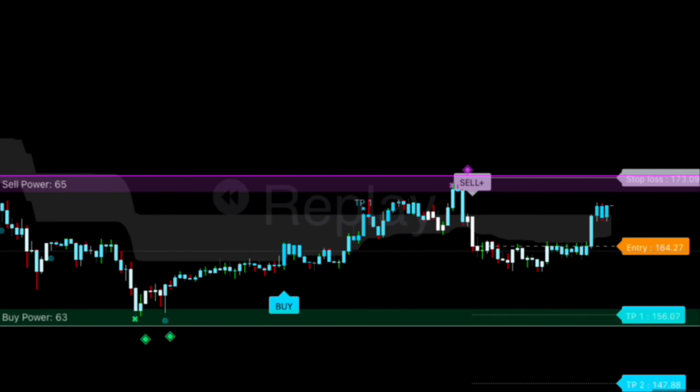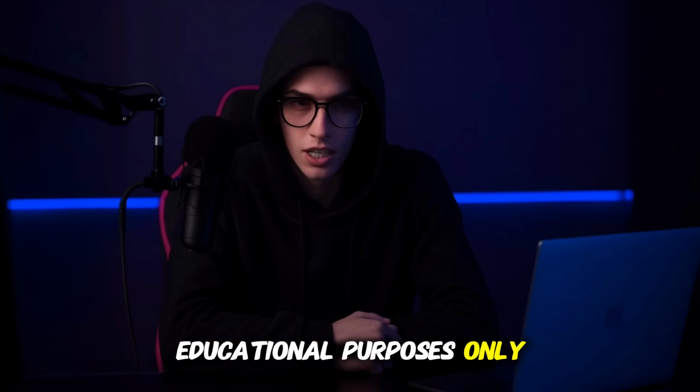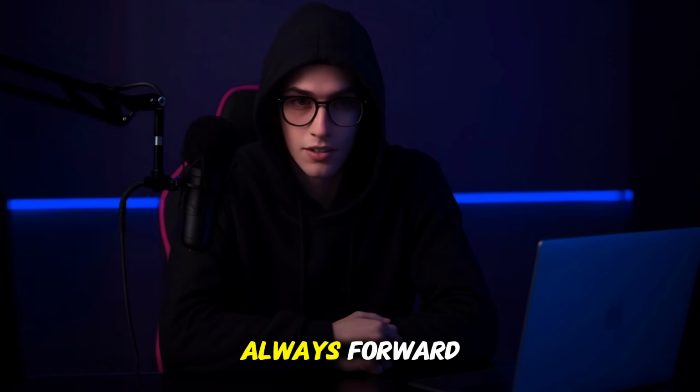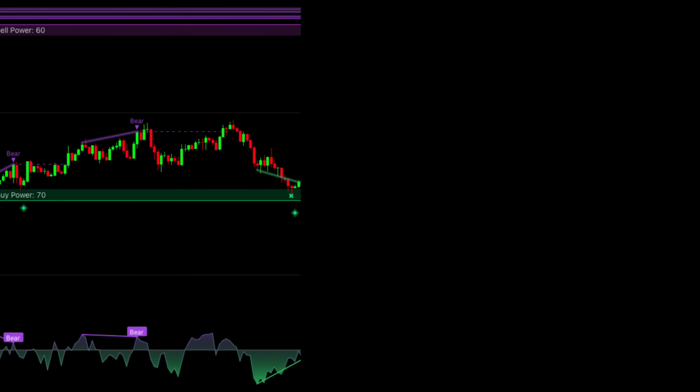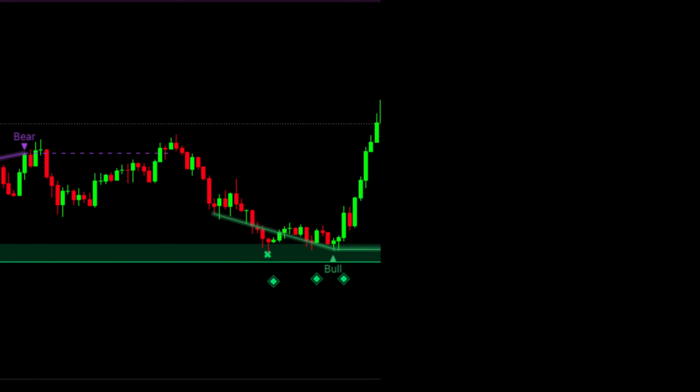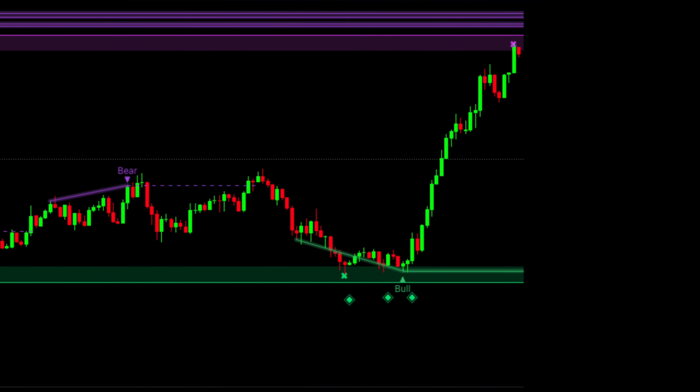Quick disclaimer, this is for educational purposes only. It's not financial advice. Always forward test with a demo account before risking real money. That said, if you're serious about catching cleaner reversals and trend entries, keep watching. The third indicator on my list is where the magic really happens.